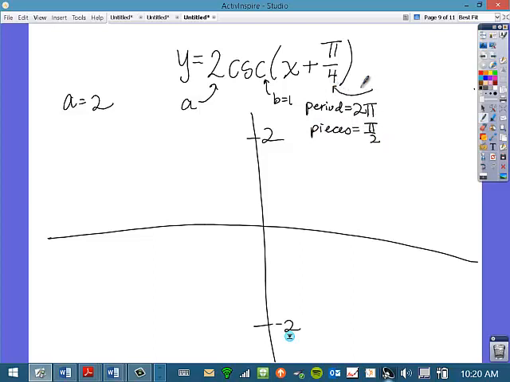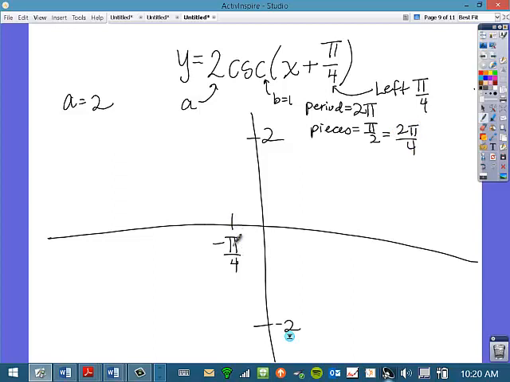And this tells me to shift it to the left, pi over 4. So I'm going to start at negative pi over 4, I went to the left, pi over 4. And in each piece, I'm going to add pi over 2 to my starting place. So pi over 2 is the same thing as 2 pi over 4. I just want to make sure they have a common denominator.